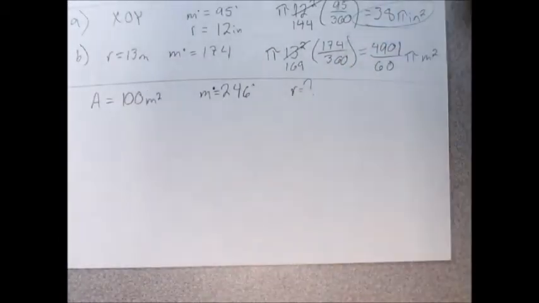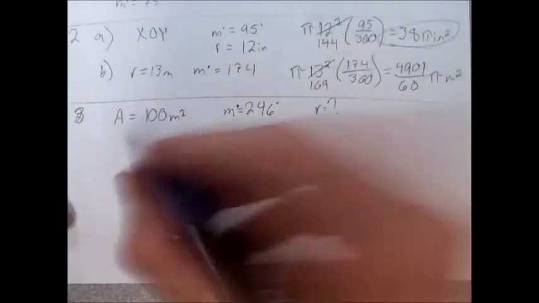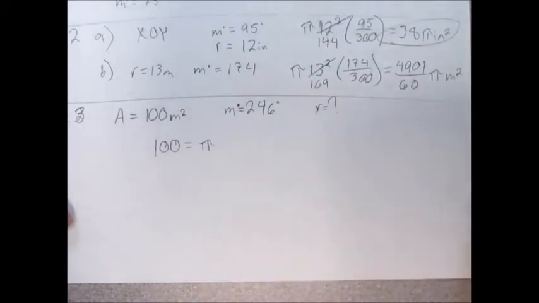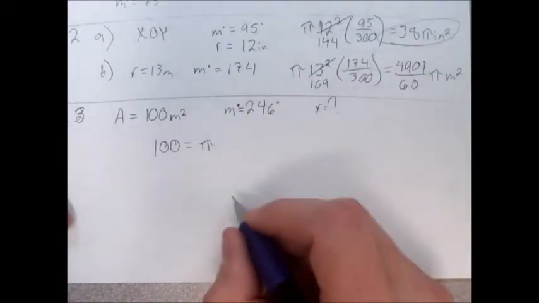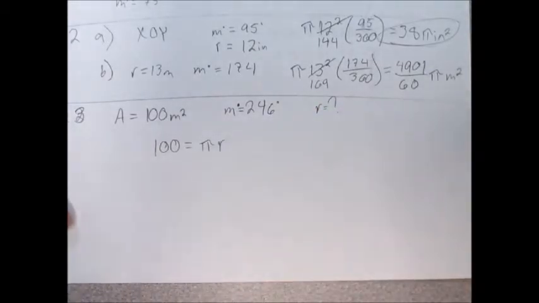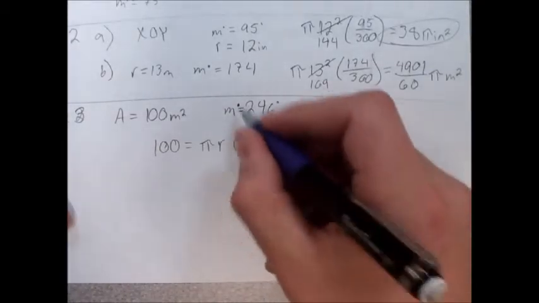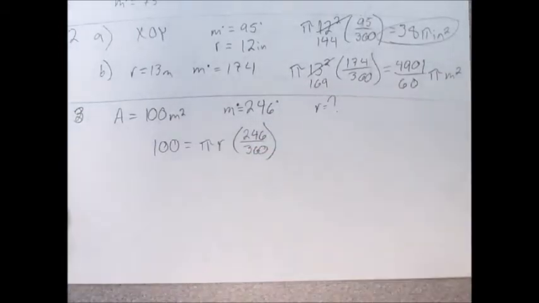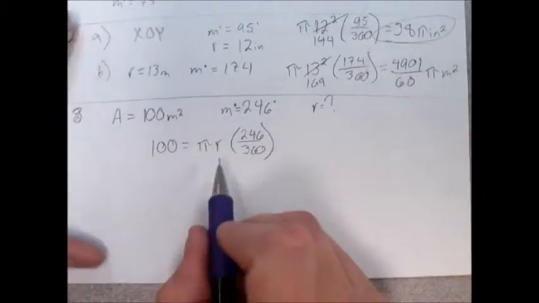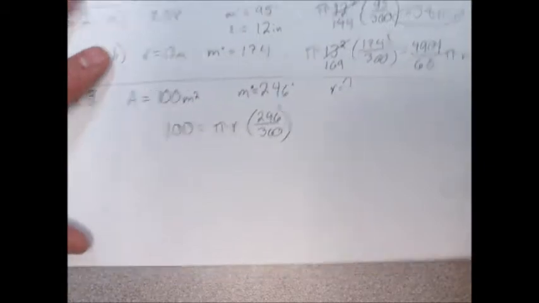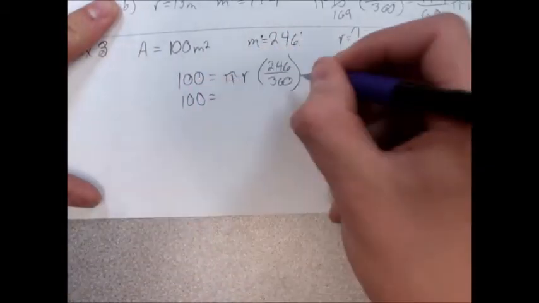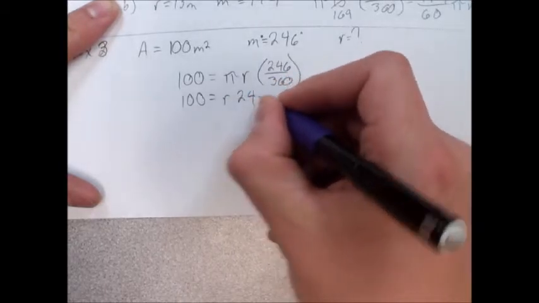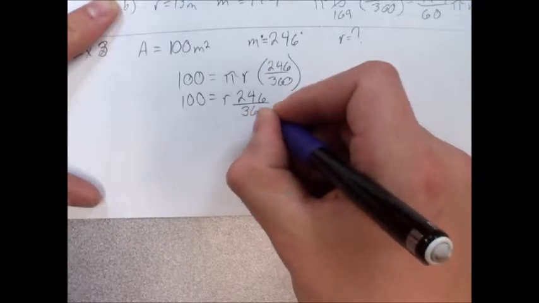So I take the area of a sector and I plug in what I know. I know the area is 100. I know that pi is just going to be in there. I know that the radius is r, but we don't know what it is. We're going to solve for it here in a second. And we know that the measure is 246 divided by 360. And I start to solve this the best way I can. Okay? I'm going to get r by itself. So I'm going to use the commutative property to rewrite this. 100 equals, I'm going to put r up front, and then I'm going to take 246 over 360, and I'm going to multiply it by pi.